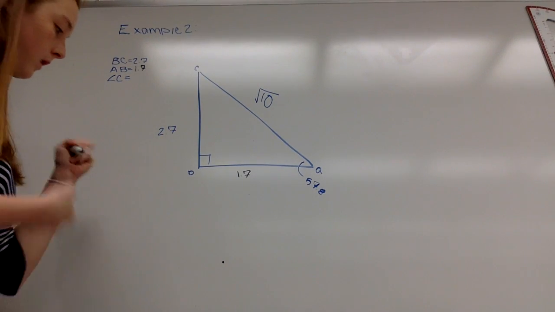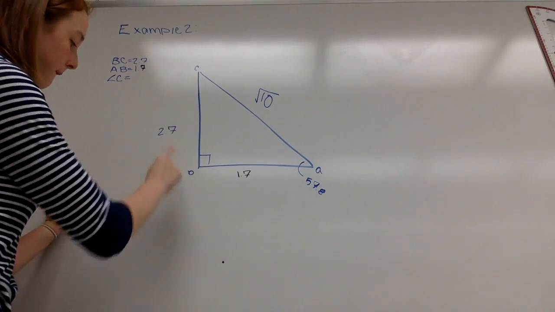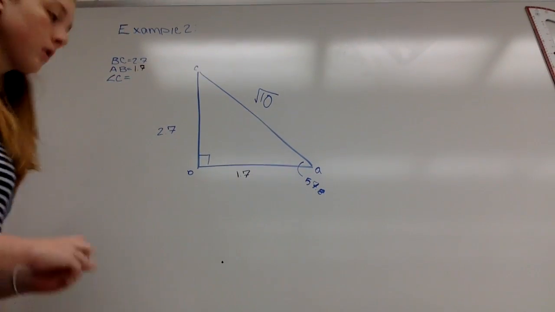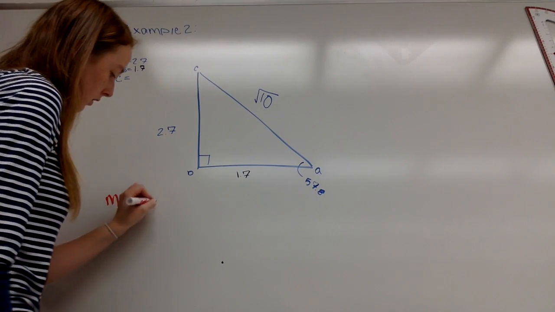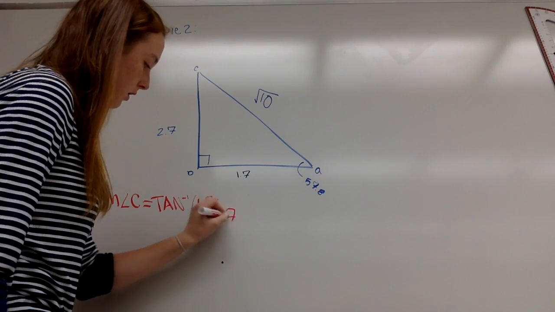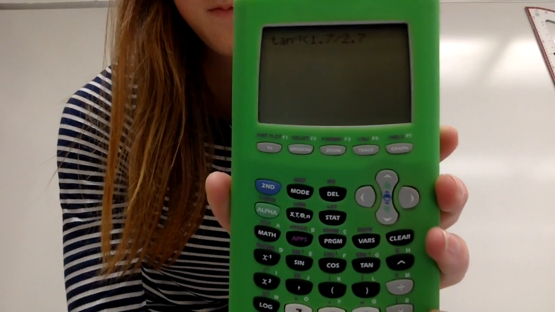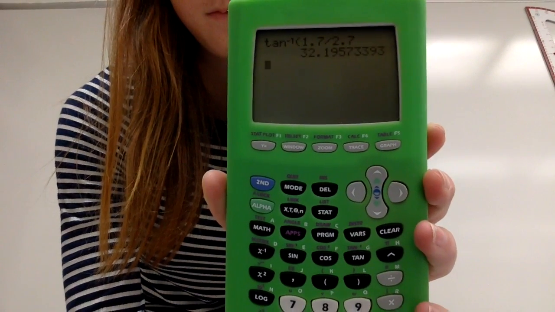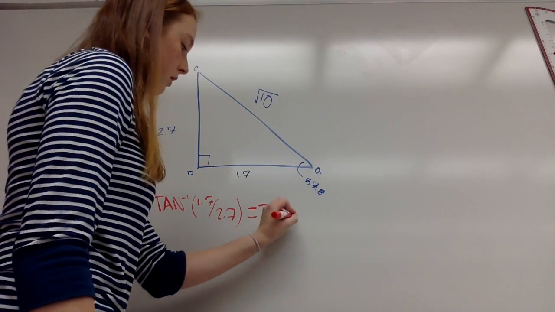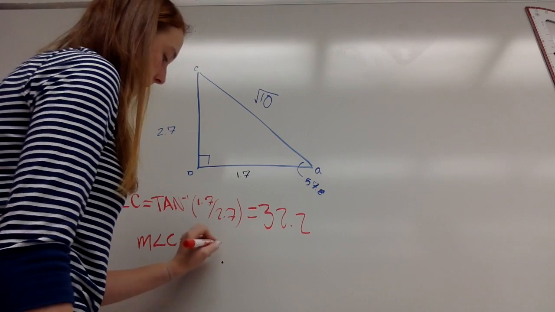Now, let's find the measure of angle C. We have the line opposite and adjacent to it, so we know that we have to use the inverse of tan. So we can make the equation measure of angle C equals inverse of tan 1.7 over 2.7. Once we put inverse of tan 1.7 over 2.7 in our calculator, we find that it is 32.2. So now that we know that inverse of tan of 1.7 over 2.7 is equal to 32.2, we know that the measure of angle C is 32.2.